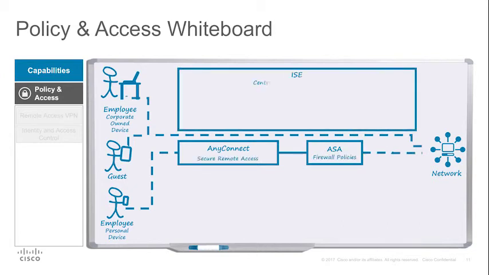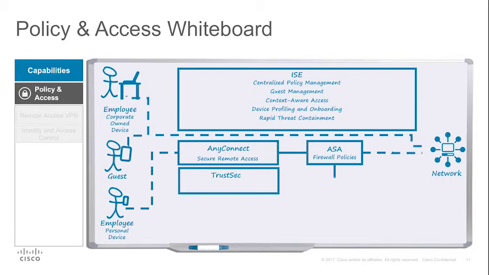Need further control and visibility across your network? ICE provides centralized policy management to give admins more granular control over access authorization. ICE also delivers guest access management, context awareness access, device profiling and onboarding, and rapid threat containment. Need an easier way to manage your access control? TrustSec offers customizable role-based policy management, simplifying access control by basing access rules on meaningful business terms and company positions. Together, these applications provide the agility for an admin to manage secure access for mobile and local users.